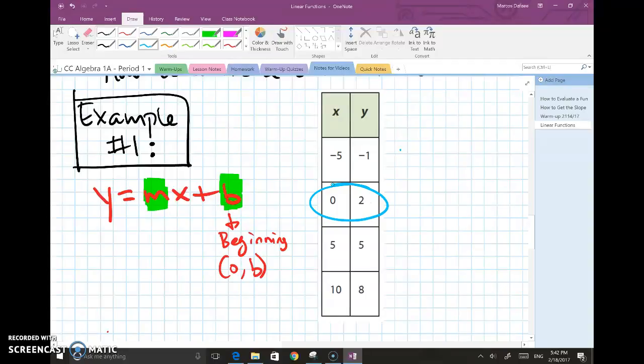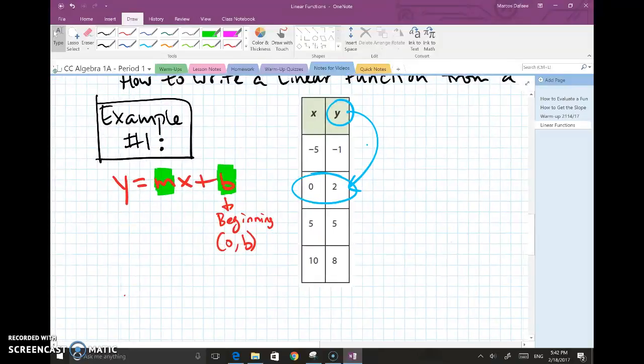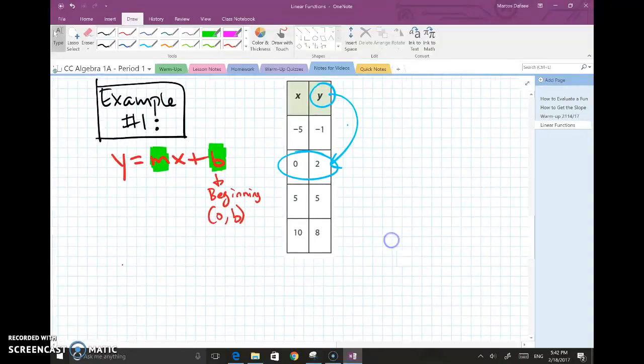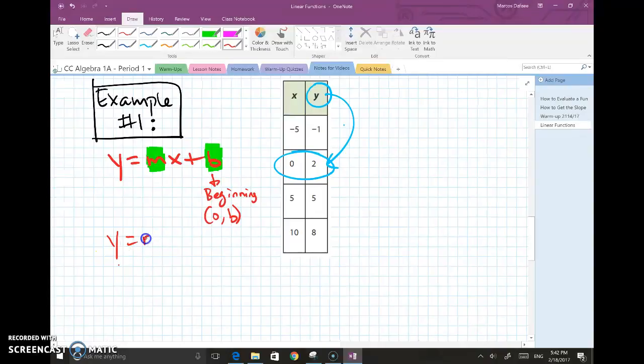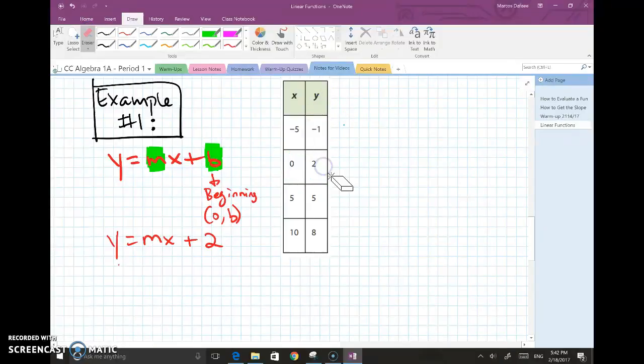So what we do is we take the 2, which is our y value, we take that 2 and we simply replace it into our function. And what we end up getting, if I rewrite this, is the following. I get y is equal to mx plus 2. Okay, now we're almost done, believe it or not. But the last thing we have to do will take a little bit more thinking, because now we have to figure out what is the slope, what is that number that belongs there.